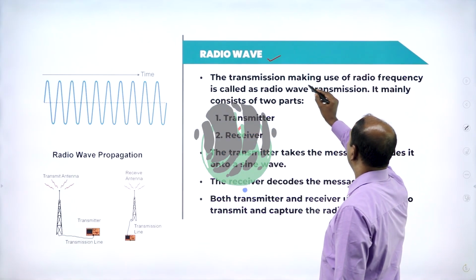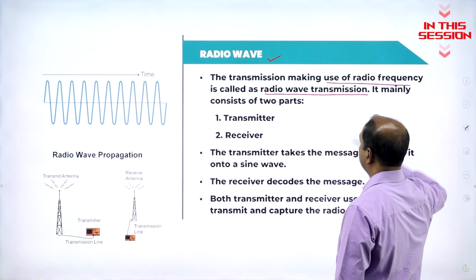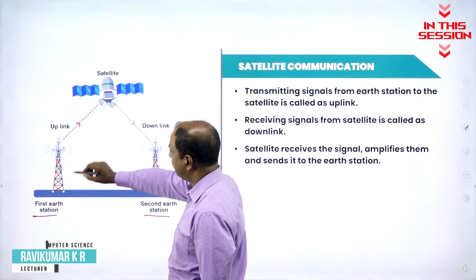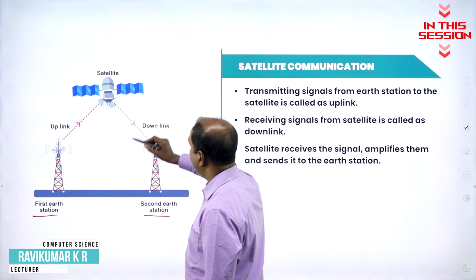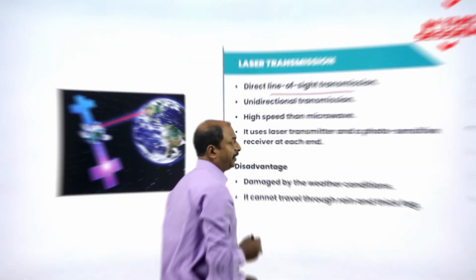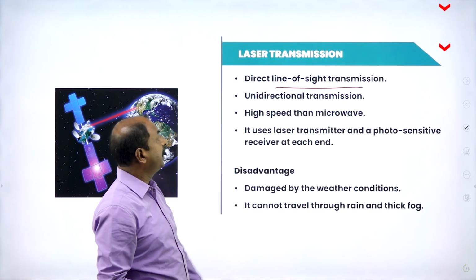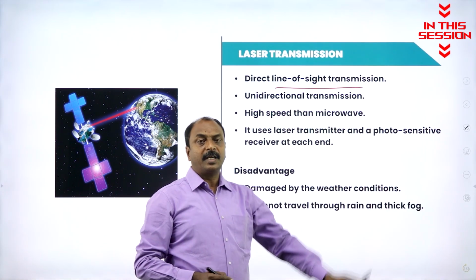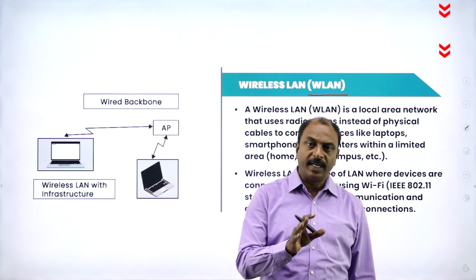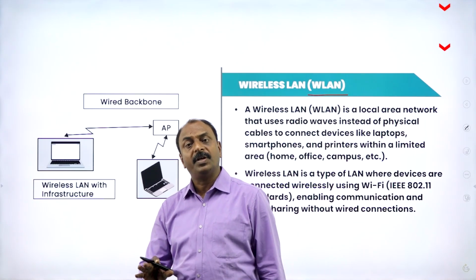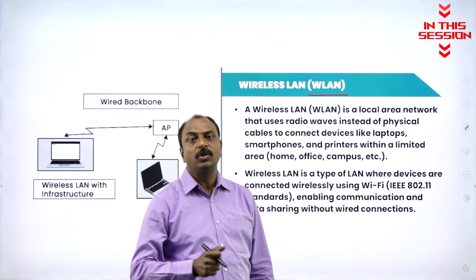The transmission making use of radio frequency is called radio wave transmission. These are the signals from here to the satellite. It is called uplink, and this is called downlink. It is a direct line of sight transmission. It means that there should be a direct communication between the source and the destination, where there is a direct physical connectivity between the two computers in a lab or in a small office. That is local area network.